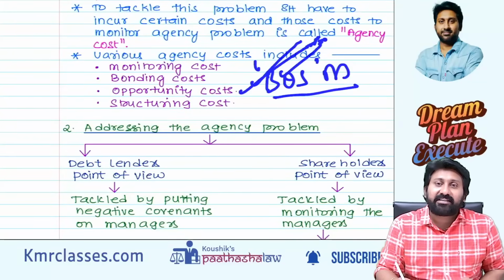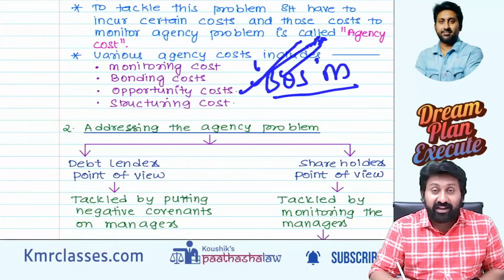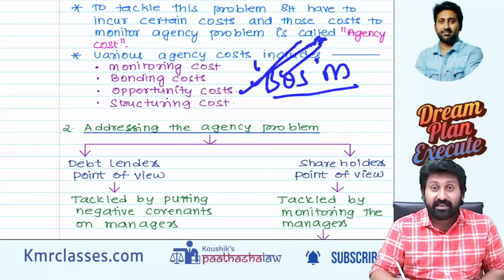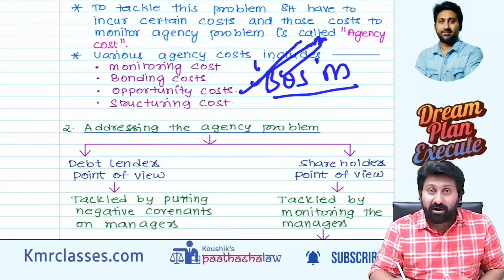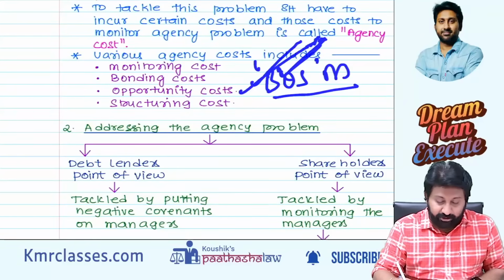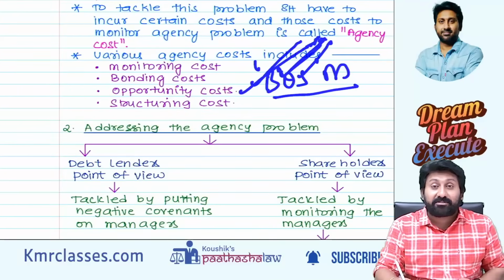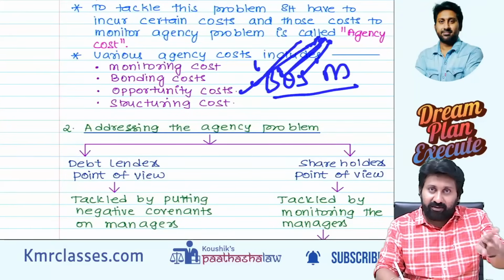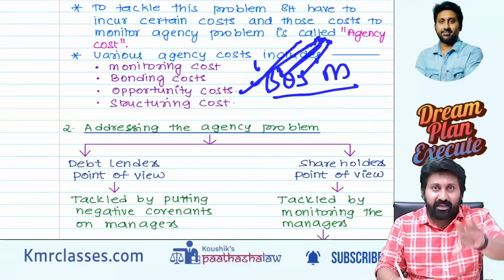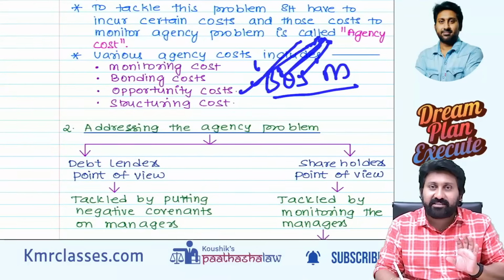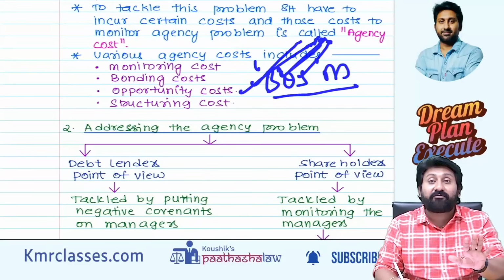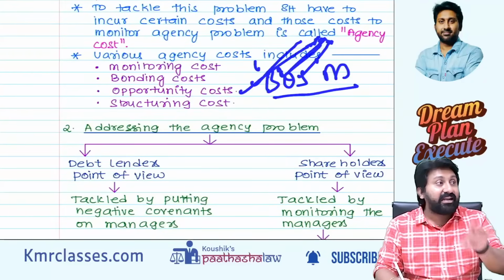Number 2, opportunity cost. Suddenly, if any manager is removed and he leaves, until I fill that place, there will be a management problem. That cost I incur is an opportunity cost. Structuring cost means I have to remove you if you do wrong and put another person. The structure of the board of directors will change. I have to give training to that fellow. He has to understand. It takes time.